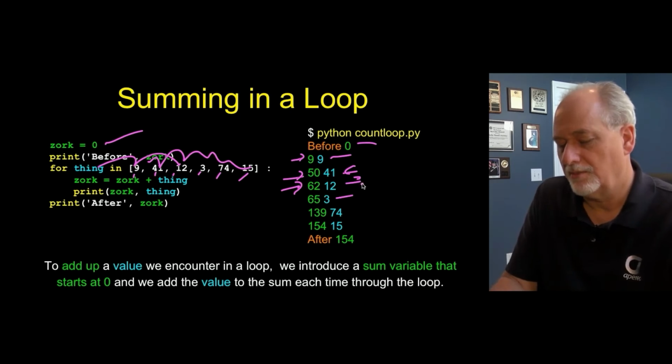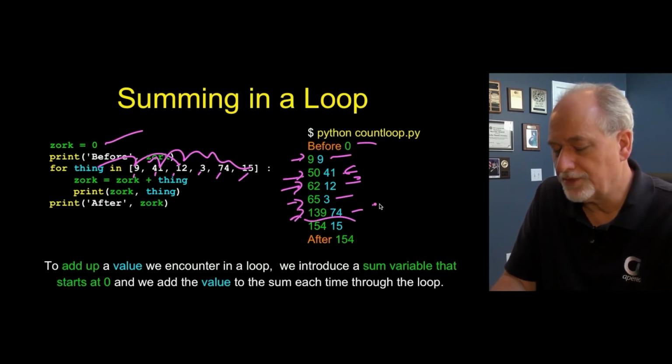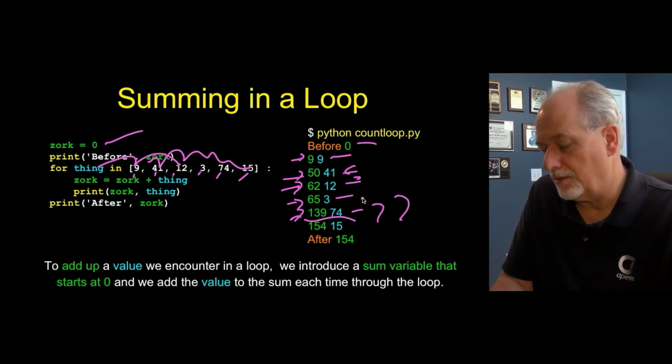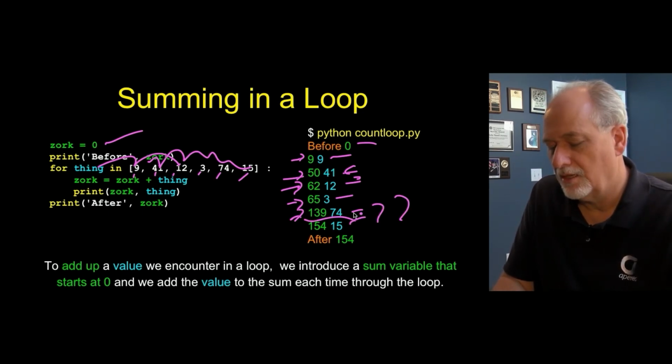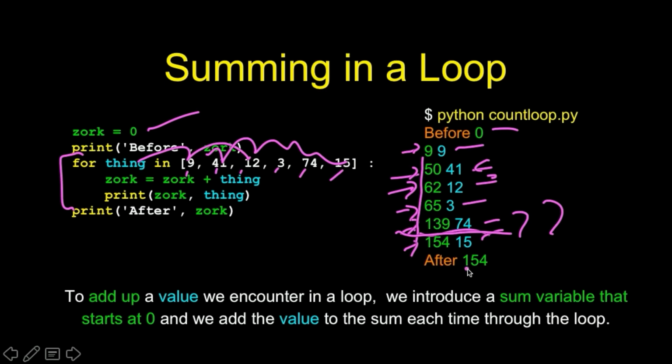We get a 3, it becomes 65, we get 74, running total is 139. How many more are we going to see? We don't know. Could be a million, could be 1. Oh, it's only 1. We get a 15, our running total is 154. And what's true at any moment here is the running total is right for what we've seen so far. Now, when we're done, the for loop quits for us, and afterwards 154 is indeed the total.